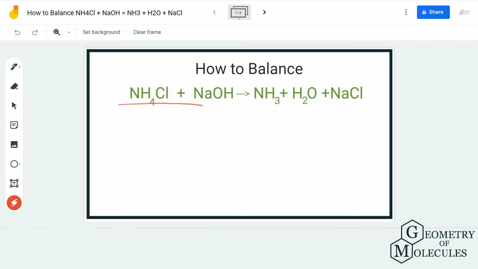In today's video we are going to balance this equation in which we have NH4Cl, that is ammonium chloride, and NaOH on the reactant side, and on the product side we have ammonia, which is NH3, H2O, that is water, and NaCl, salt.